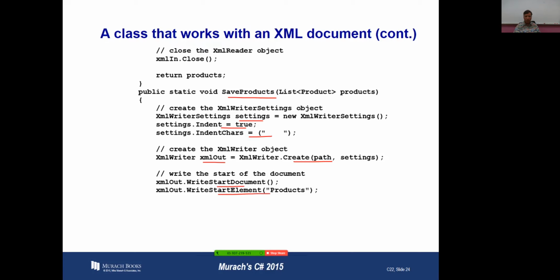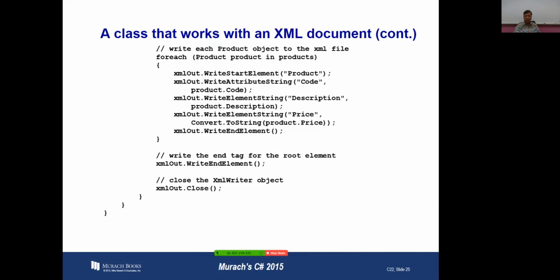We're going to write a starting element called products, and for each product in the list, each product object in the list, we're going to write another start element called product. It's going to have a code attribute. Then it's going to have a description element, and it's going to have a price element. And then we're going to write the end of this product element, the end tag. And we're going to do that for all the products in the list.